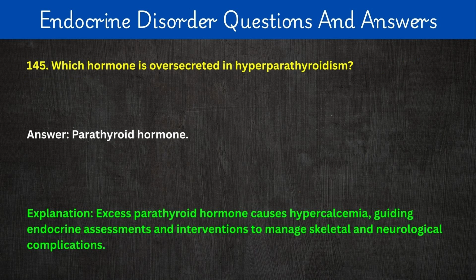145. Which hormone is oversecreted in hyperparathyroidism? Answer: parathyroid hormone. Explanation: excess parathyroid hormone causes hypercalcemia, guiding endocrine assessments and interventions to manage skeletal and neurological complications.